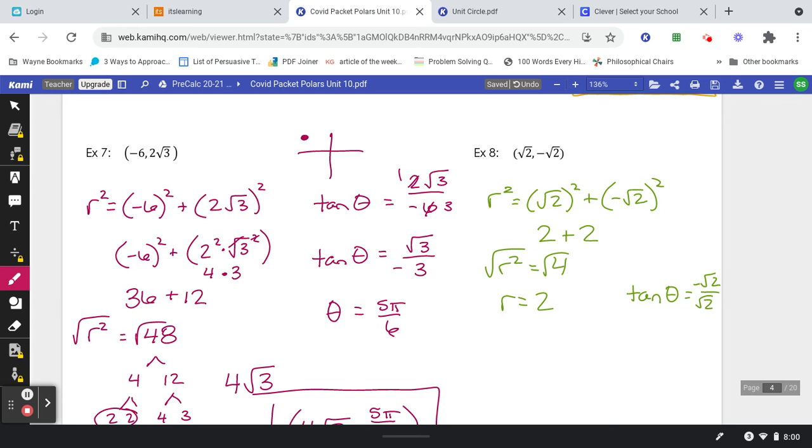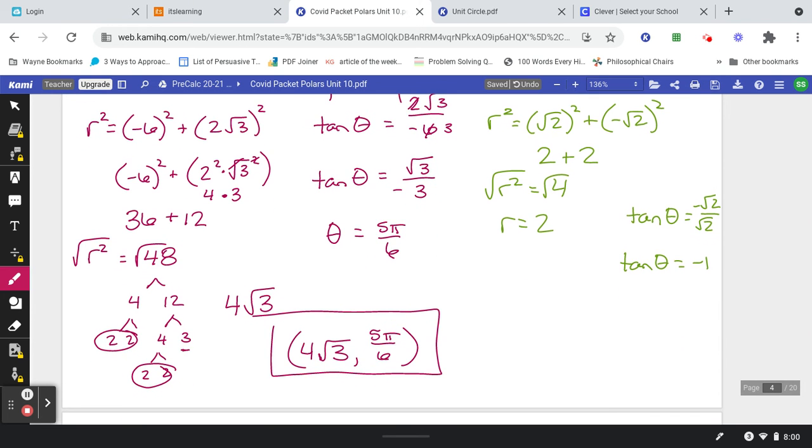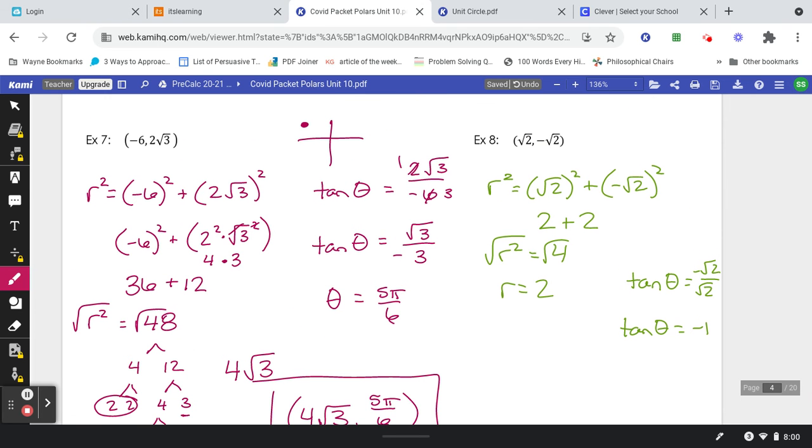Any number divided by itself is 1. So that gives me tangent of negative 1. Tangent theta equals negative 1. Let's think about where the x and y are. X is a positive, so I go forward. Y is a negative, so we go down. Puts us in quadrant 4. So on your unit circle, make sure you get the answer from quadrant 4. That would be 7 pi over 4. And there we have it, 2, 7 pi over 4 as the r and the theta.